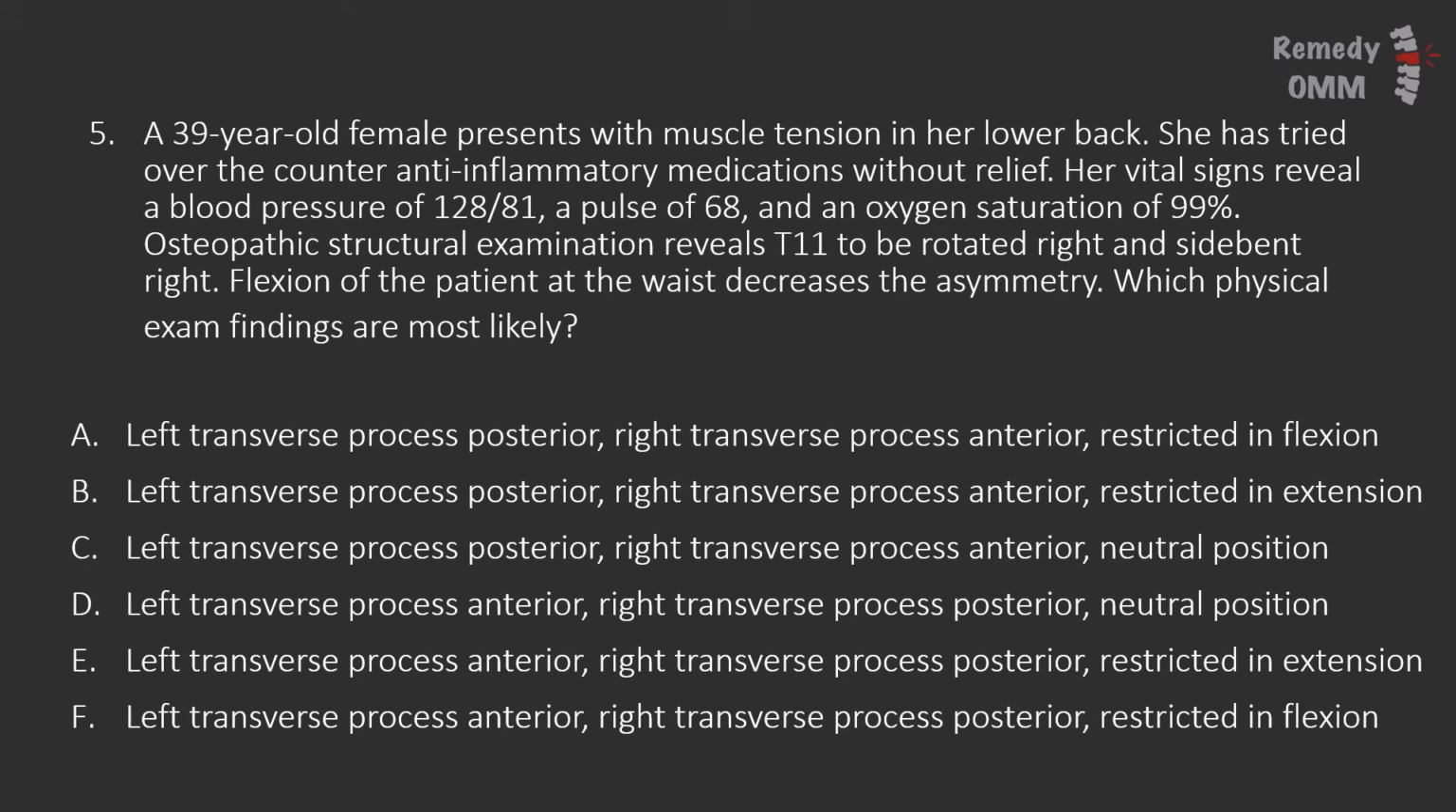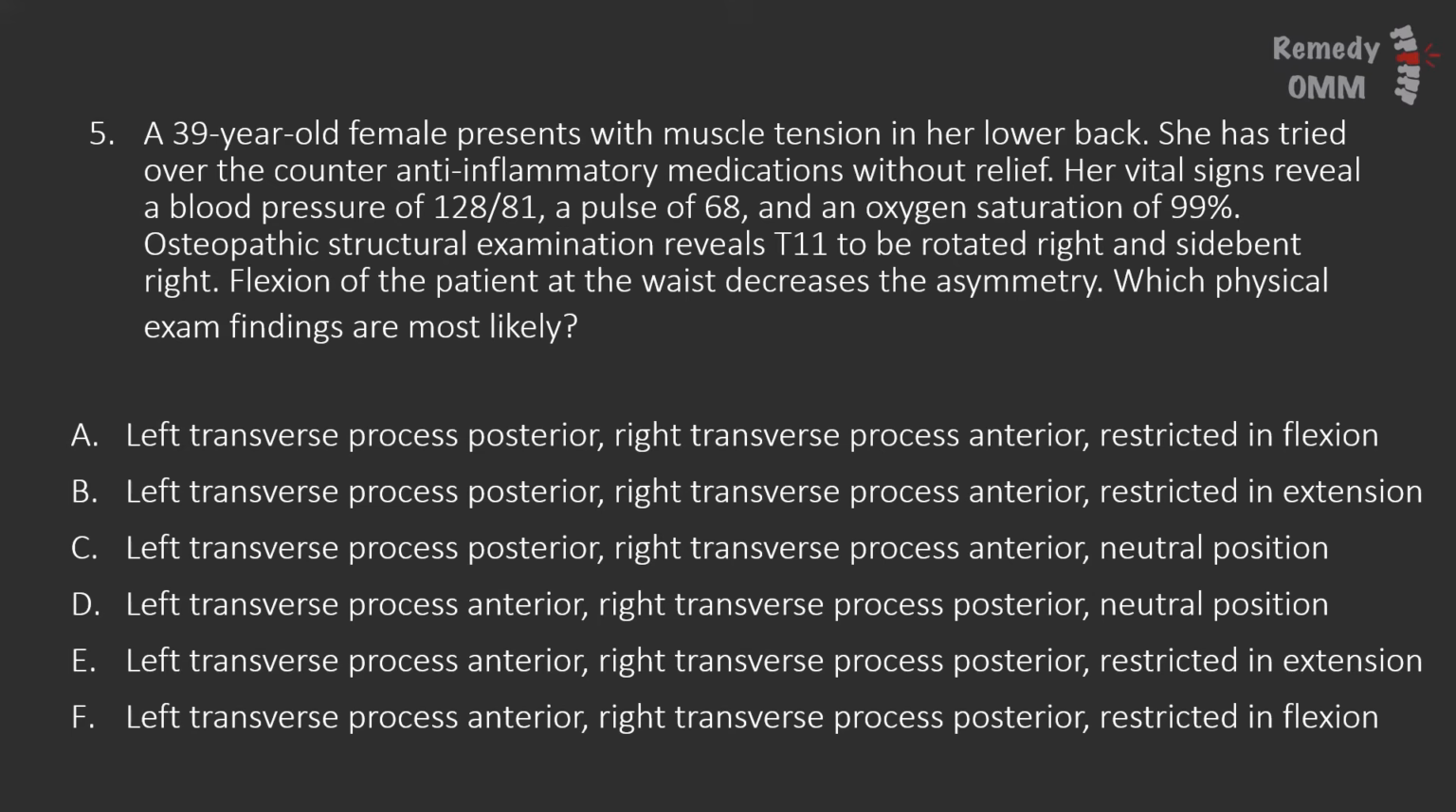Question 5. A 39-year-old female presents with muscle tension in her lower back. She has tried over-the-counter anti-inflammatory medications without relief. Her vital signs reveal a blood pressure of 128/81, a pulse of 68, and an oxygen saturation of 99%. Osteopathic exam reveals T11 to be rotated right and side bent right. Flexion of the patient at the waist decreases the asymmetry. Which physical exam findings are most likely?